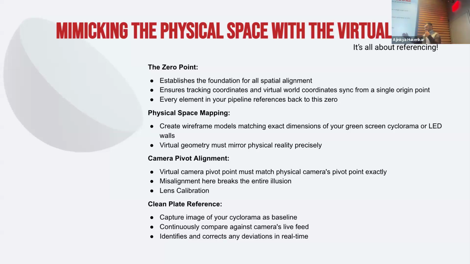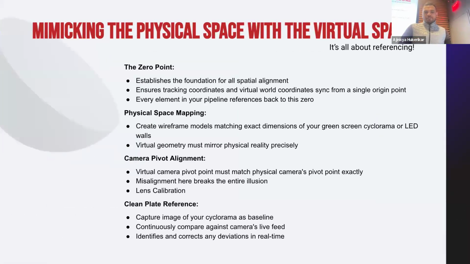All right, so then physical space mapping. This is basically giving the dimensions of your stage to the software so that it understands how big your stage is, whether it's LED walls or your green screen cyclorama. So what you're doing is you're measuring different stuff for different purposes, which we'll get through in the slides ahead.